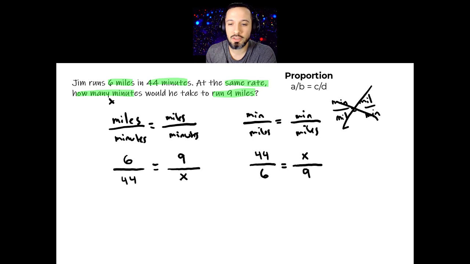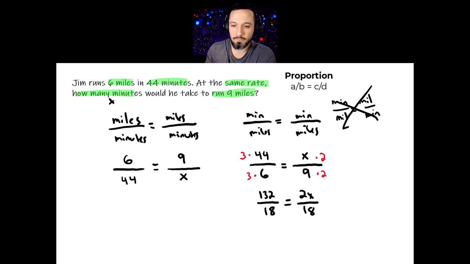So I look at my denominators, 6 and 9. The least common denominator will be 18. So I'm going to multiply both of these by 2, and then both of these by 3. You can see here that when I simplify the numerator on the left side, I get 132 over 18 when I multiply the denominators, or simplify the denominator. And on the right side I get 2x over 18 when I simplify that.